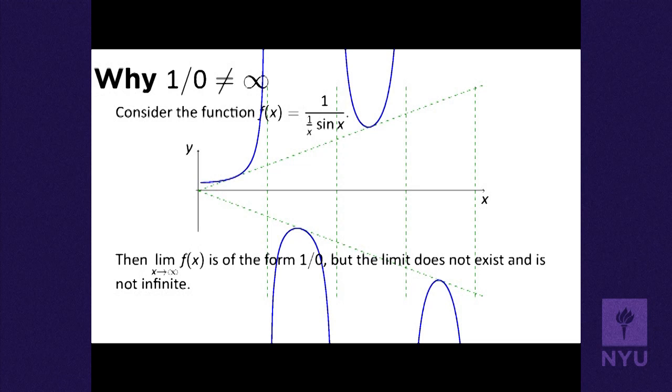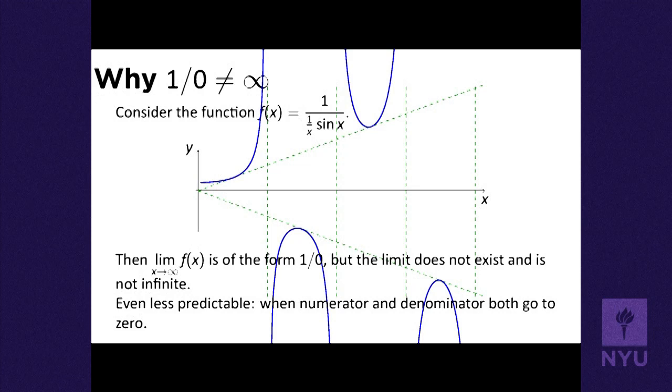And in between the asymptotes, it alternates positive, negative, positive, negative, positive, negative. But it's getting further and further away from 0. So this function really has no limit at all. It's not infinity. It's not negative infinity. It just does not plain exist. So even in the case of infinite limits, we have to be very careful about these indeterminate forms.